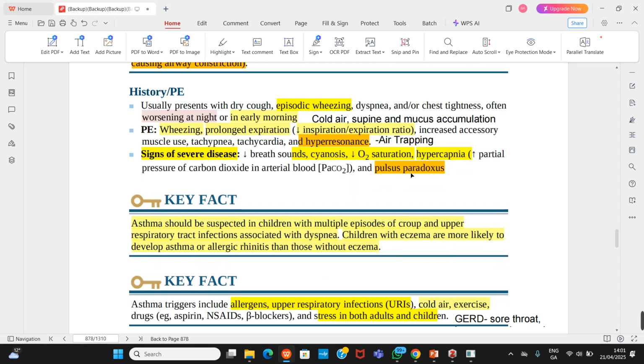Then, of course, there's pulsus paradoxus, which is a drop in the systolic blood pressure during inspiration. It means that air trapping and everything is increasing the pulmonary vascular resistance, and with expiration you have a lot of blood clogging within the right side, with little moving to the left side. So the blood pressure will drop. That is pulsus paradoxus. I know we know pulsus paradoxus from our cardiology.